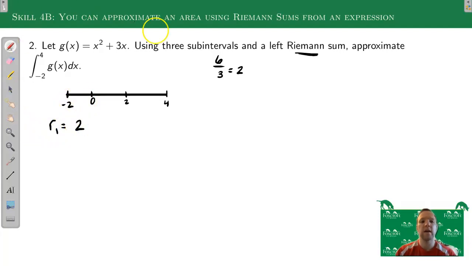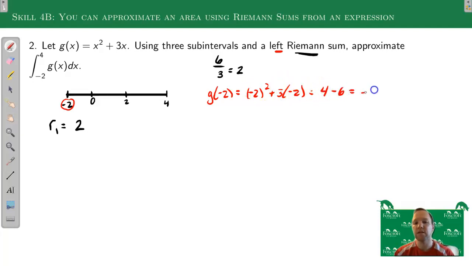And I'm doing a left Riemann sum. So for this first rectangle, I'm going to plug in -2 into my function. So let's see what g of -2 is. It's -2 squared plus 3 times -2. Positive 4 minus 6 is -2. All right, so the height there is -2.